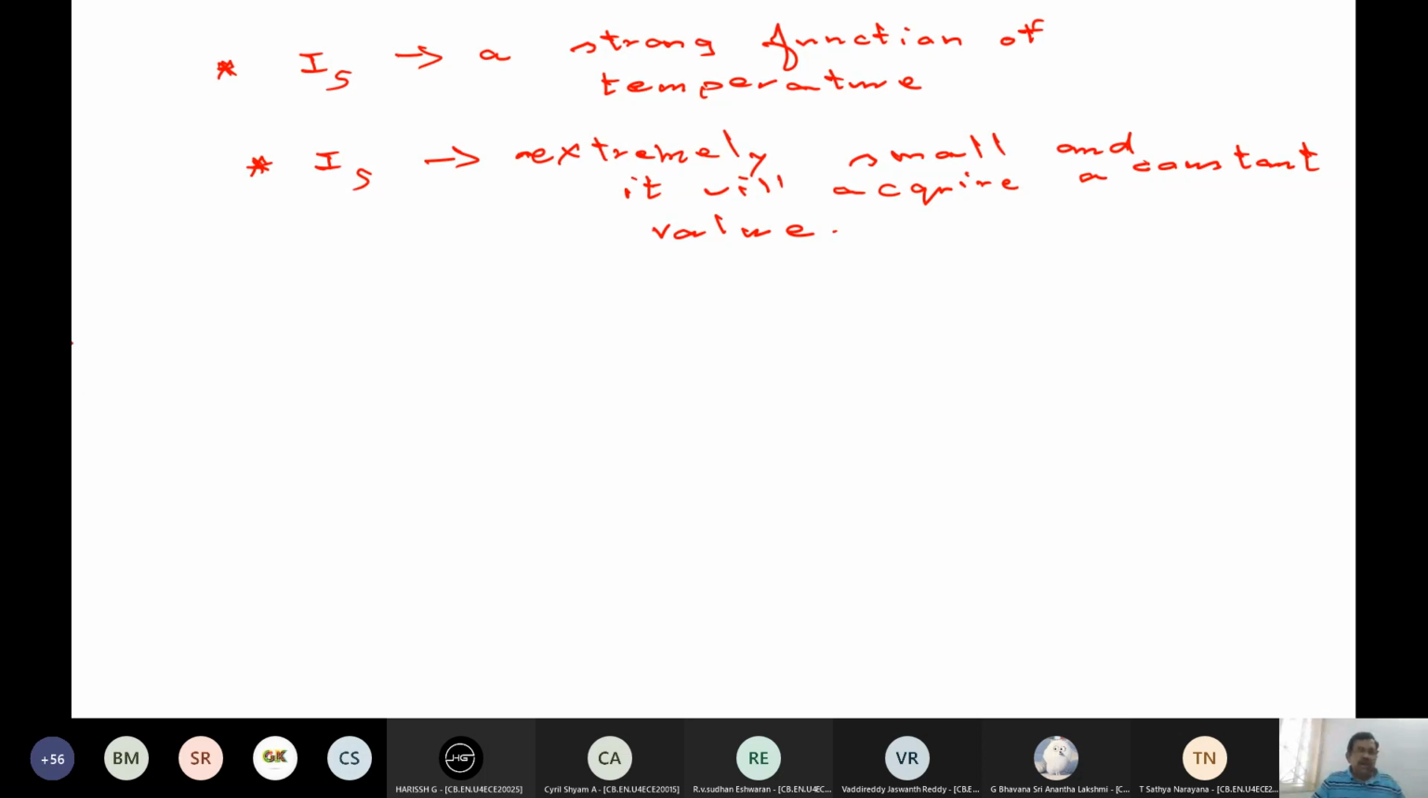Now, to support a large barrier, the last point with this is, when we want to support a large barrier voltage, we need to understand that.